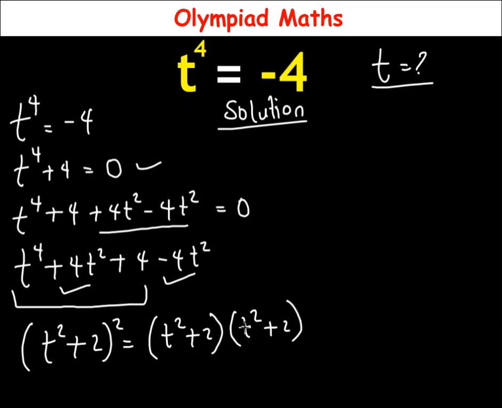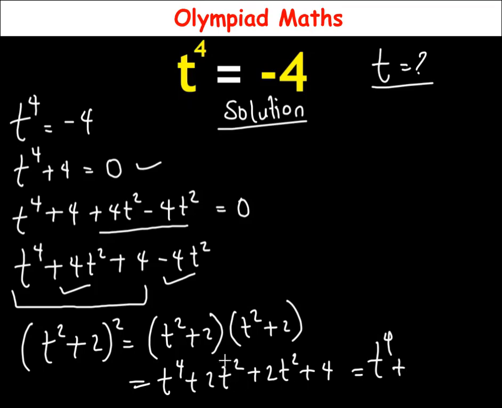Now t squared times t squared is t raised to the power 4. Then t squared times plus 2 is plus 2t squared. Plus 2 times t squared is plus 2t squared. Plus 2 times plus 2 is plus 4. So you have here t to the power 4, then plus 2t squared plus 2t squared is equal to 4t squared, and then plus 4. In other words, you still have this value back.